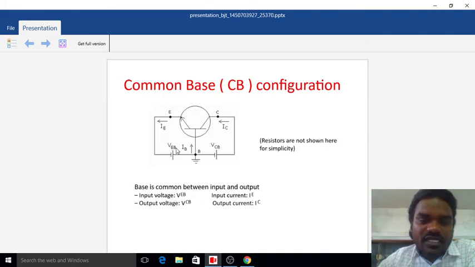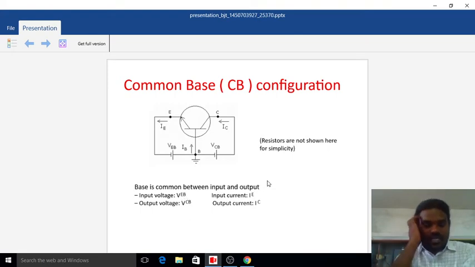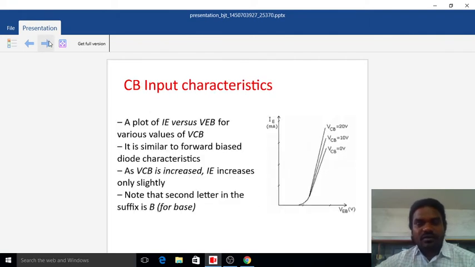We should not write VBE, because the second suffix defines the type of the configuration. VCB is nothing but the potential difference between the collector and base, so we call it VCB. We should not call it VBC. Here the base is common between the input and output. Input is the emitter terminal and output is the collector terminal. Input voltage is VEB, input current is IE, output voltage is VCB, and output current is IC. In such a way, you have to describe the input characteristic.